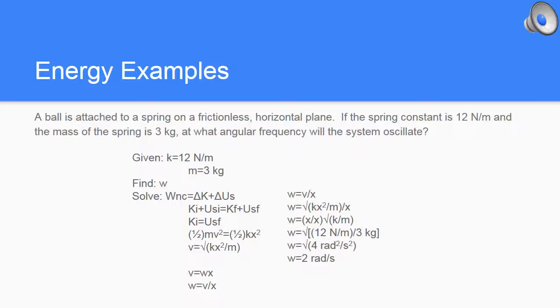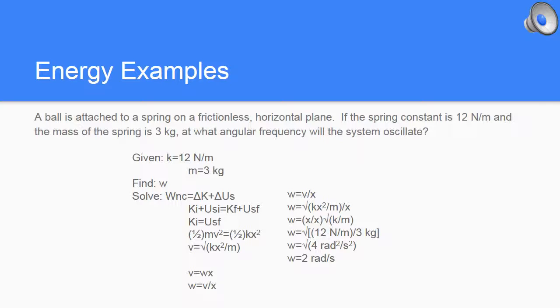So now we have 1/2 mv squared equals 1/2 kx squared. And since we're solving for velocity, we are going to end up with velocity equals square root of kx squared over m, which is velocity equals the square root of the spring constant times the distance squared over mass.